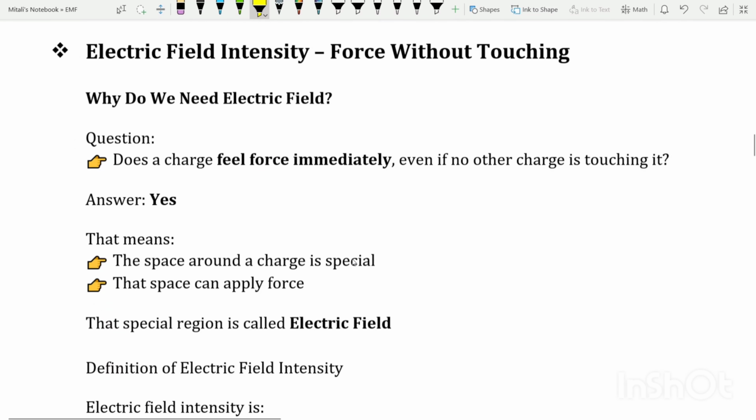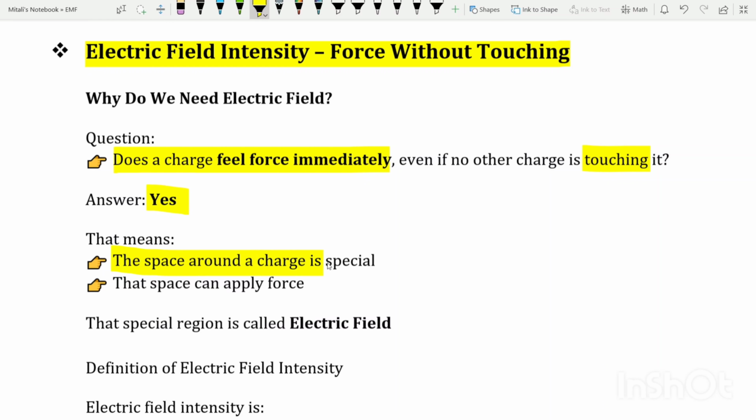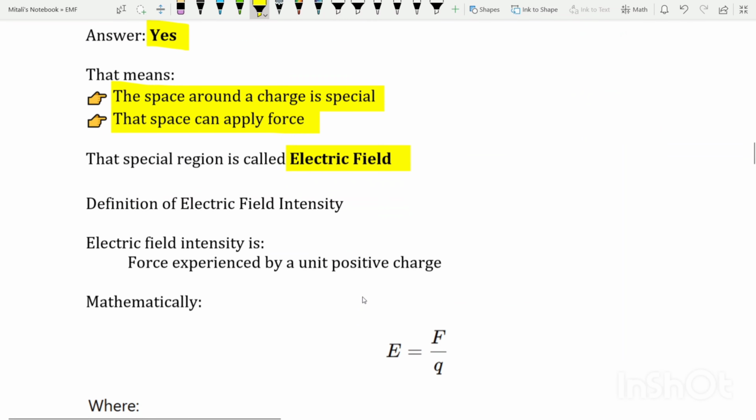Now our next topic, electric field intensity, which is force without touching. Now comes the most important idea. Why do we need electric field? Question: does a charge feel force immediately even if no other charge is touching it? Answer is yes. That means the space around a charge is special. That space can apply force. That special region is called electric field.